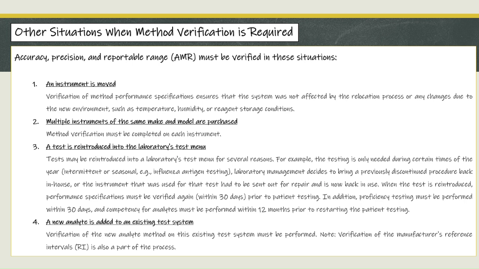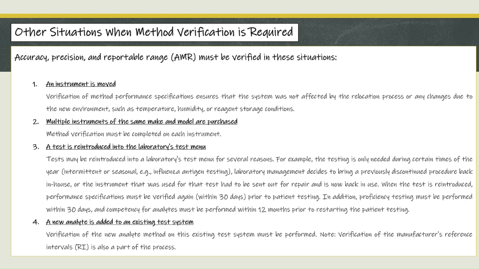3. A test is reintroduced into the laboratory's test menu. Tests may be reintroduced into a laboratory's test menu for several reasons. For example, the testing is only needed during certain times of the year, intermittent or seasonal, e.g., influenza antigen testing. Laboratory management decides to bring a previously discontinued procedure back in-house, or the instrument that was used for that test had to be sent out for repair and is now back in use.